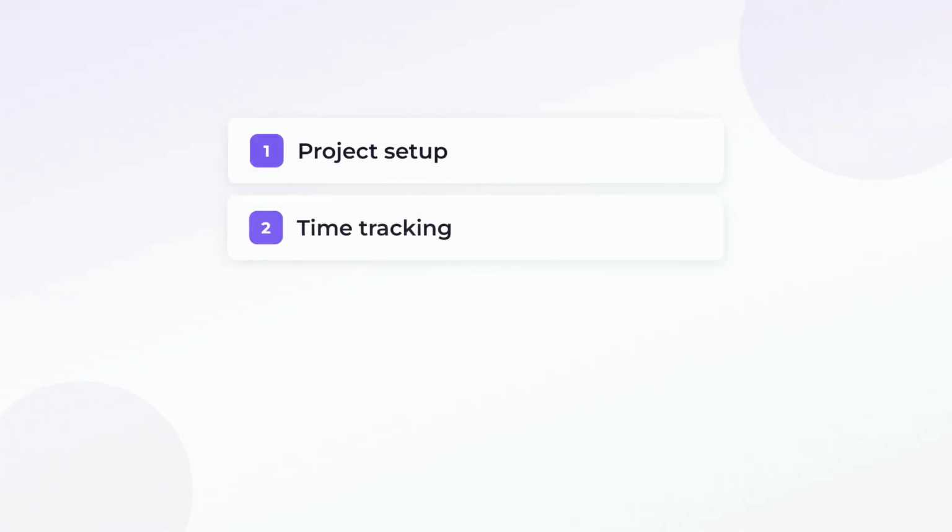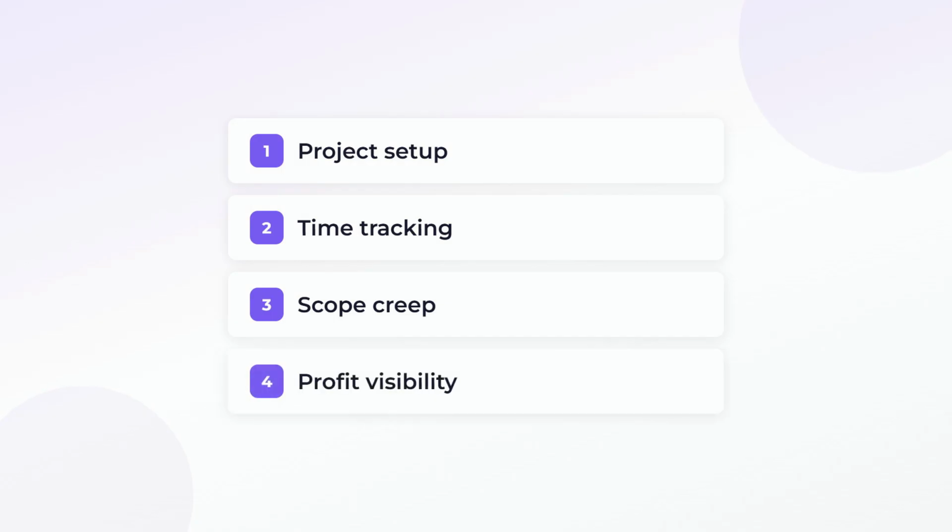A generic time tracker does not understand any of that. Let me show you one that does. We will walk through 4 things. Setting up your projects with phases and estimates. Tracking time the way your team prefers. Catching scope creep before it kills your margin. And connecting every hour to real profit numbers.